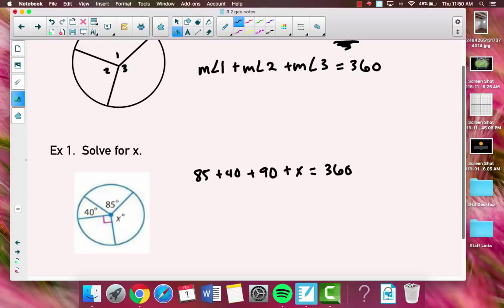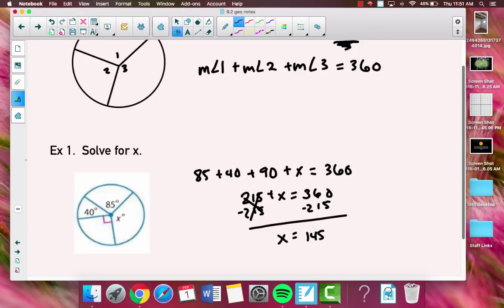And so now you can just go ahead and start to solve. Adding 85 plus 40 plus 90, that's going to get us 215, plus x equals 360. Then we can subtract 215 from both sides, making sure to be careful with our solving. And we get x is equal to 145, and then we'd be done. As long as they are all together going all the way around a circle, then we can make them equal to 360. So you want to be careful of that.